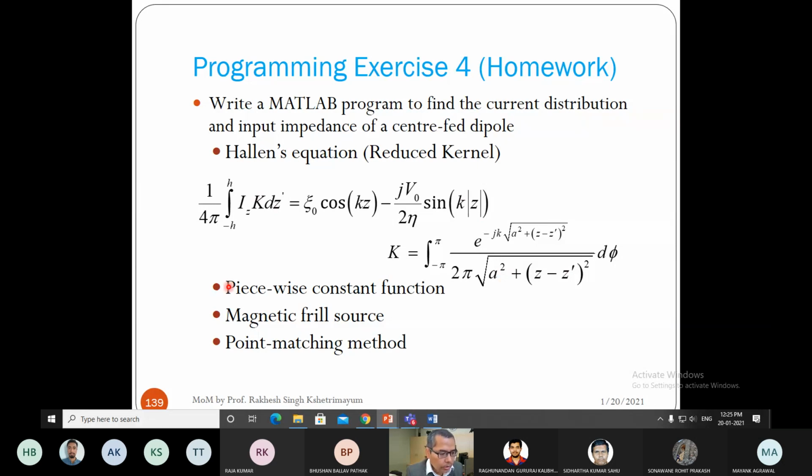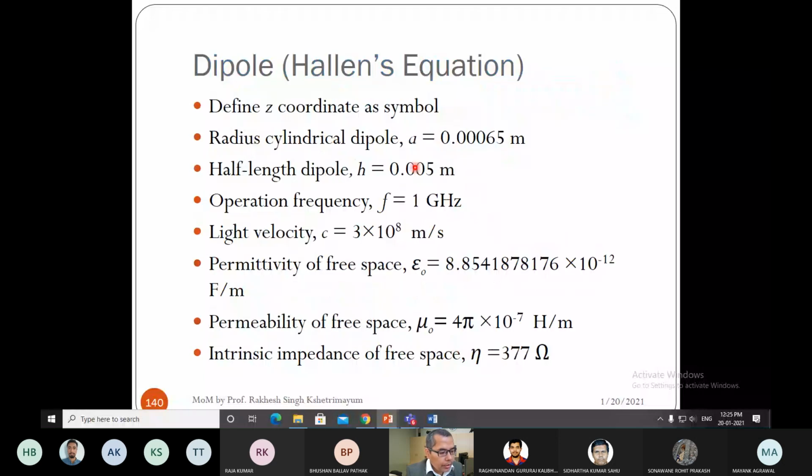Here we also use the pulse function. We call it a piecewise constant function, and the excitation is magnetic field source excitation. You can do point matching. That means your weighting or testing function is the delta function. As usual, you define Z as a symbol, so that you can do direct integration in MATLAB. The radius of the cylinder is the same as last time. A is this, height is this, same as last time. Operating frequency is 1 GHz.